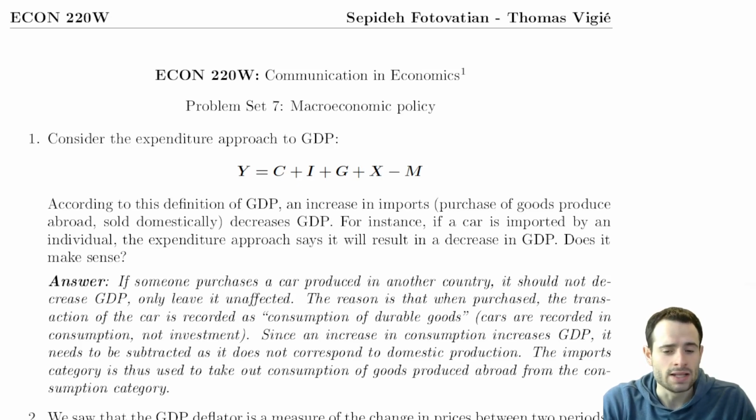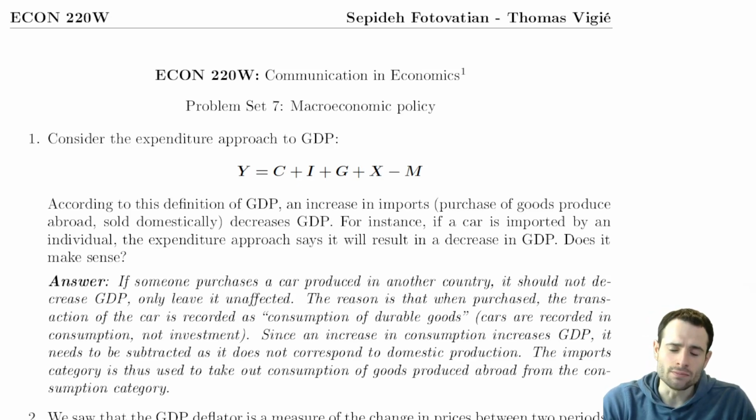Let's begin with the expenditure approach to GDP. Y, or national income, or GDP, can be decomposed as the sum of all the different expenditures that were made on the territory. Consumption, investment, G refers to government expenditures, X refers to exports, goods that were sold abroad but that were produced domestically, and finally imports, which corresponds to the purchase of goods that were produced somewhere else but that were sold domestically.